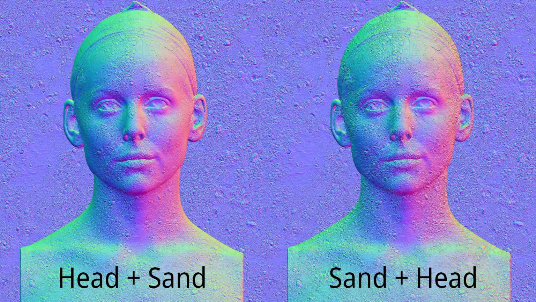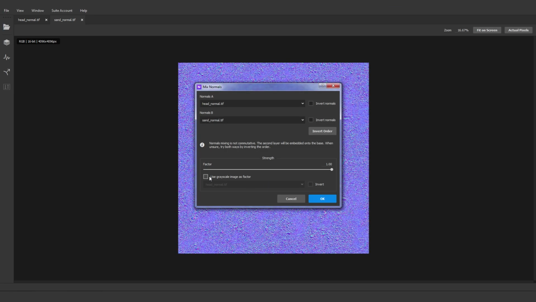In this example, the resulting blend looks like we have a face with sand and rocks on it. But if we invert the order of the maps, now it looks more like a rocky, sandy ground with a face on it. See what I mean? Additionally, you have the option to control the blending of the two maps with a mask, which can be specified here.